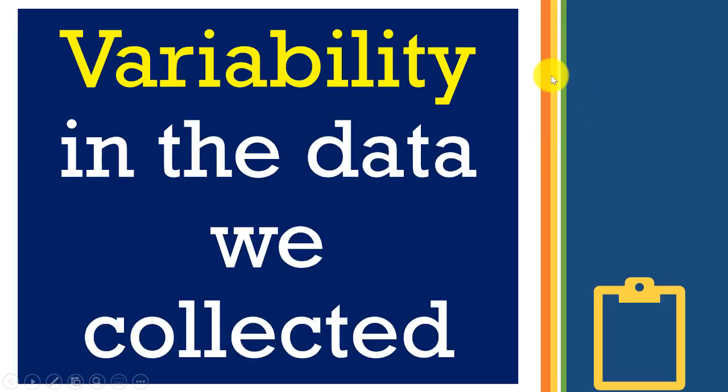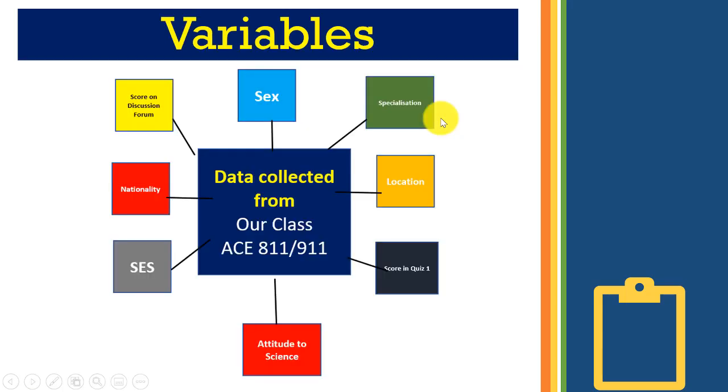So while we were scanning the data, we saw variability. We saw they were varying. And that now brings us to variables. Varying variables. So what are the variables that we saw that were varying? We saw that sex was varying, male and female. Specialization, varying. Those with ICT, STEM education, law, science, all of that, varying. Location, also varying. Location will mean urban, rural.